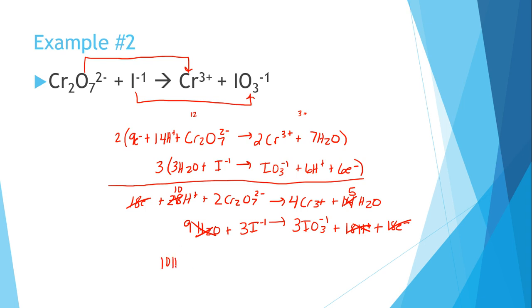So you're going to notice you get 10 hydrogen plus 2 chromium yields 4 chromium plus 5 water plus 3 iodates. And here, if you were to recheck this, your atoms would still balance and your charges would still balance. And it would be under acidic conditions because we have a hydrogen ion right here.